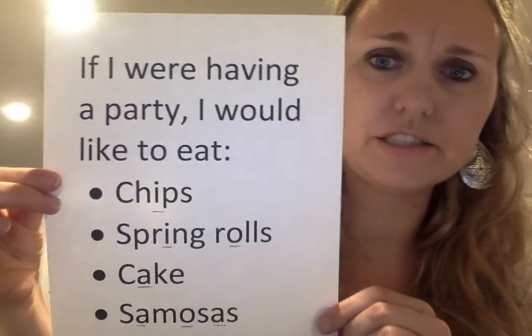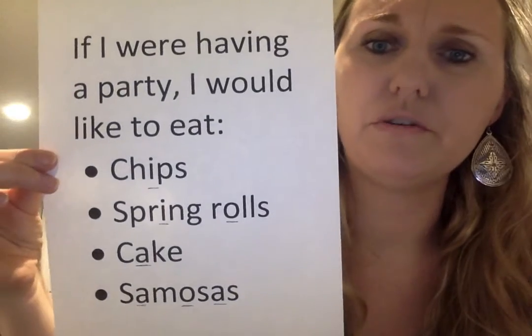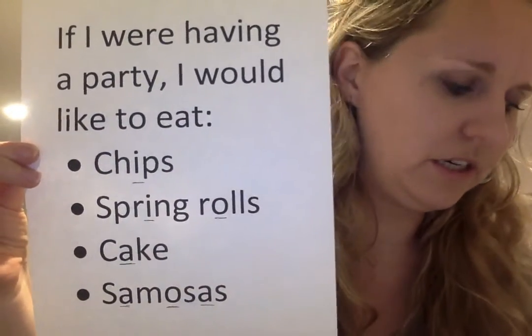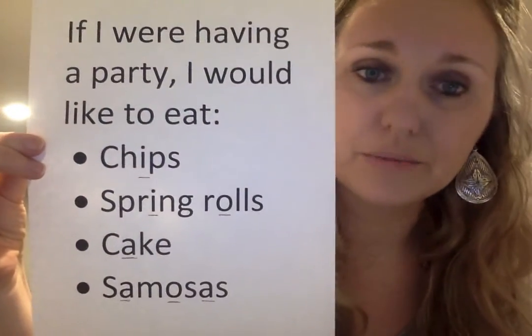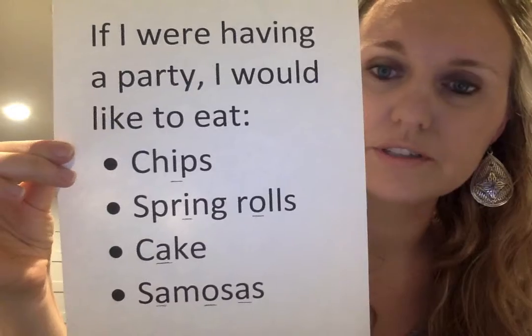I'd give about a minute for this. And we'll write some of these things on the board. Okay, so I have our list. A few of you have contributed, and here's our list. If I were having a party, I would like to eat: chips, spring rolls, cake, samosas. These are great examples. Now, can anyone tell me what vowel sounds we have in these words?